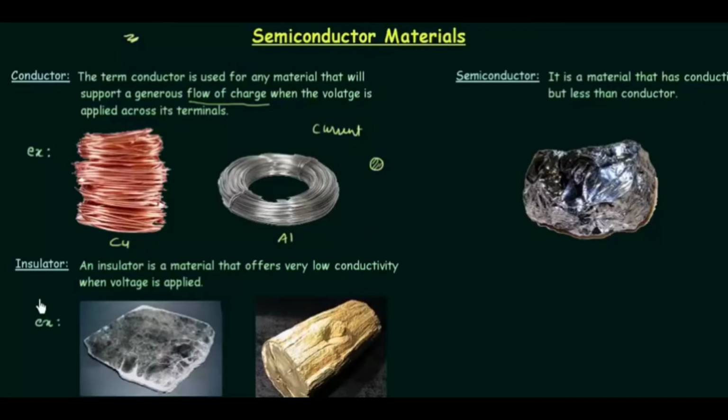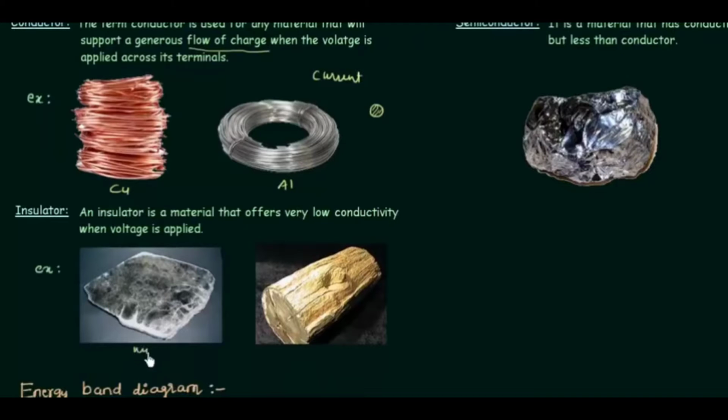Whereas in case of insulator, we have the flow of current, or you can say the conductivity, is very low when the voltage is applied across its terminals. And the example that I have taken is mica and wood. This mica is very important in electrical industries. It is used for the thermal and electrical insulation in electrical equipment. So it is very important. You must have seen it. And wood is definitely one of the insulator. So this is all for the insulator.